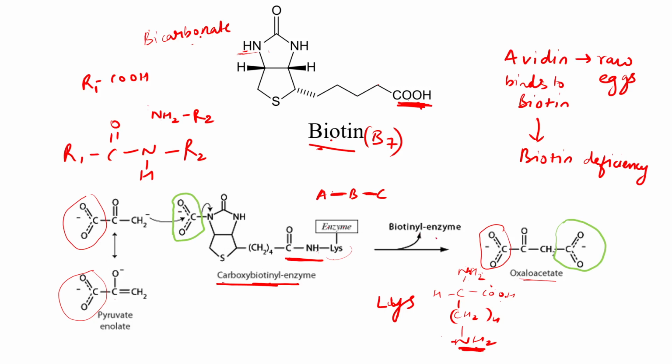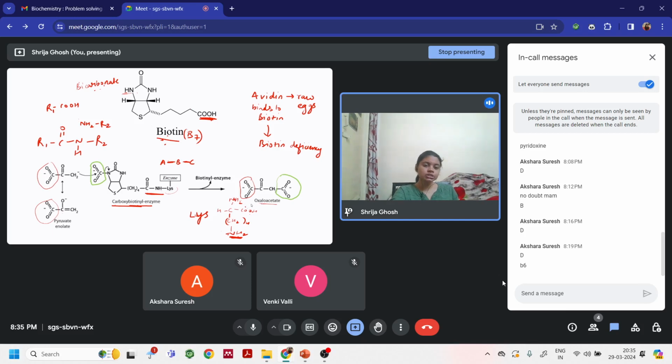Biotinyl enzyme means the lysine residue of that enzyme is attached to the biotin. This biotin will acquire a carboxyl group from a bicarbonate and transfer it. So this green carboxyl is acquired from bicarbonate and it is transferred to the pyruvate enolate to form oxaloacetate. Okay, so this is clear how biotin is involved in a carboxyl group transfer reaction.